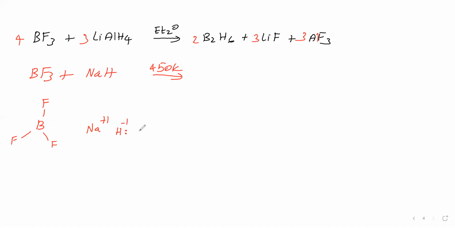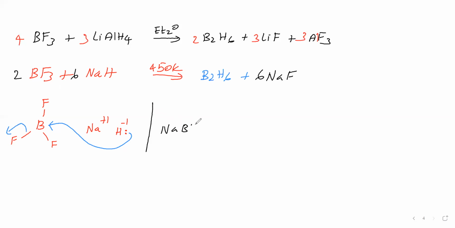How the attack will be there, we will see. This H- is attacking this boron. This bond is shifting towards fluorine. Boron takes hydrogen and becomes diborane, B2H6. Then this Na+ takes F- and becomes NaF. So BF3 combines with NaH and gives diborane. We said it is the industrial method of preparation. We will balance: it is 2 BF3, 6 NaH, 6 NaF. We have balanced this.